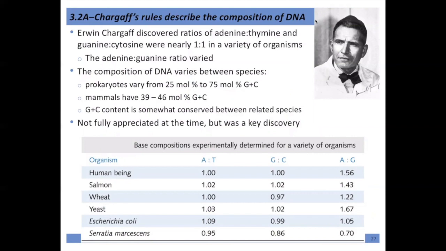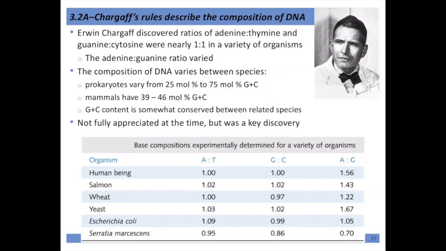So when they were trying to figure out the structure, they thought DNA was responsible for carrying genetic information. For a while there, they thought it was proteins. Anyway, really interesting story. We'll just keep it short. But Erwin Chargaff discovered that the ratio of adenine to thymine was 1:1, and guanine to cytosine was 1:1 in a variety of organisms. But then the ratio between adenine and guanine varied.